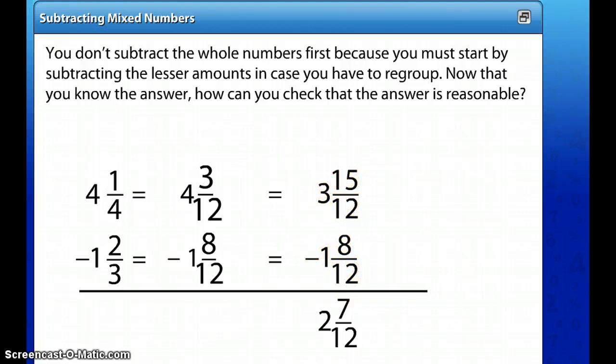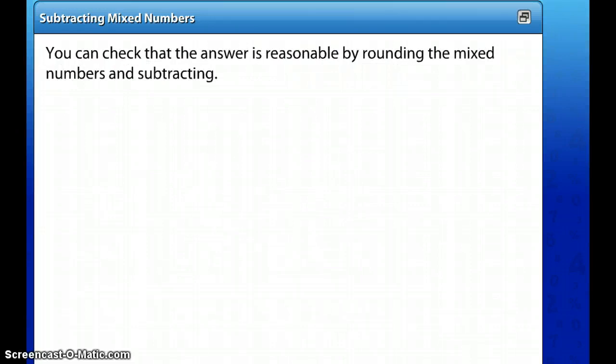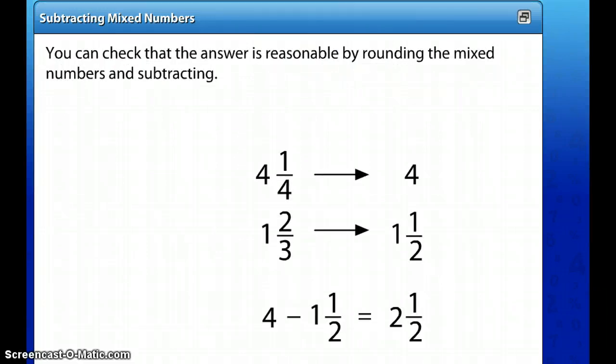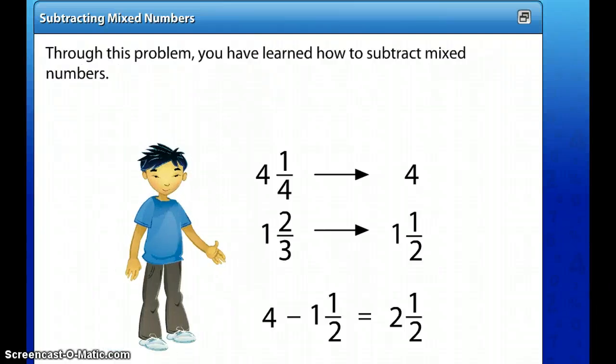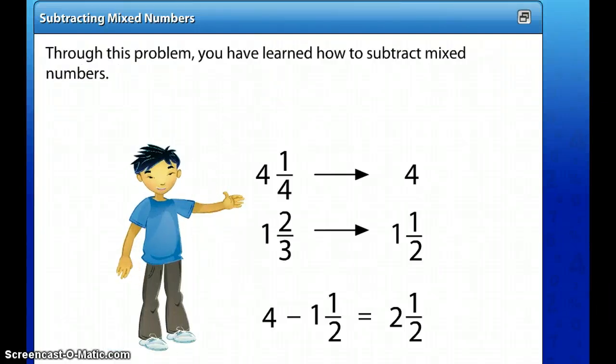What's the opposite of subtracting? Adding. You can check that the answer is reasonable by rounding the mixed numbers and subtracting. Not what I would have said, but okay. Rounding and subtracting. We're not going to go there. We're just trying to get the basic idea of what to do when you need to regroup. Through this problem, you have learned how to subtract mixed numbers. Now we will get a little practice in.